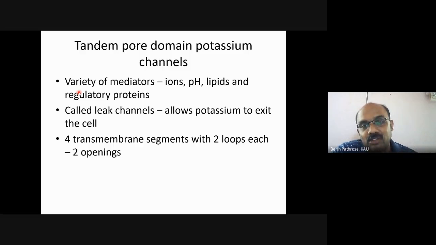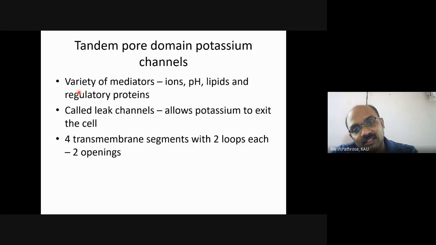It can be ions, pH, lipids, regulatory proteins, etc. It's not that voltage gated. It's not that ligand gated. So people have not yet clearly understood what controls the opening and closing of these potassium channels. It's also called leak channels.